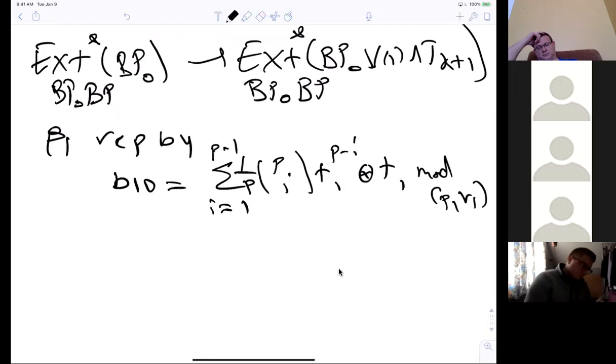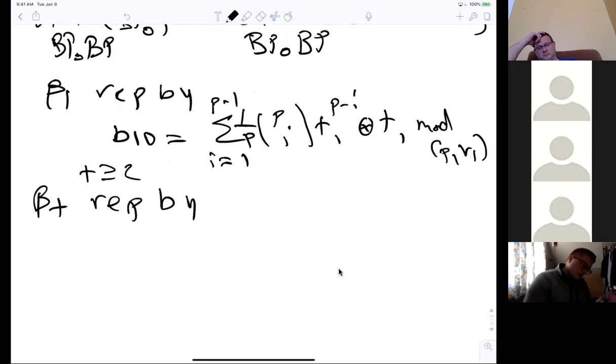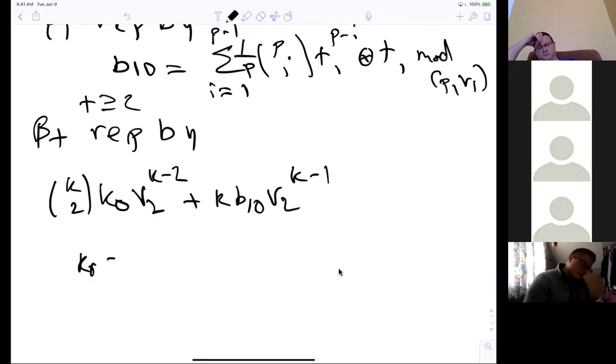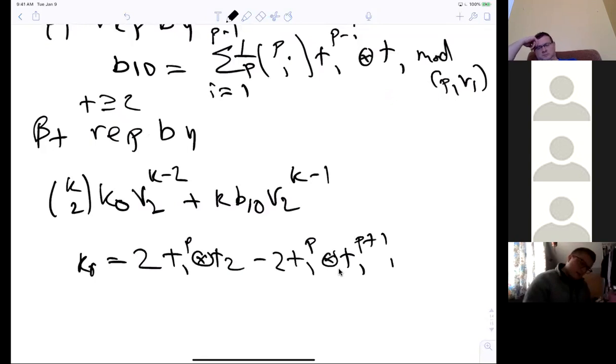And then beta T for T greater than or equal to 2 is represented by this element. So it's K choose 2, K0, V2 to the K minus 2 plus K B10 V2 to the K minus 1, where K0 is this element 2 T1 to the P tensor T2 minus 2 T1 to the P tensor T1 to the P plus 1 plus T1 to the 2p tensor T1. And again, this is true mod P and V1.